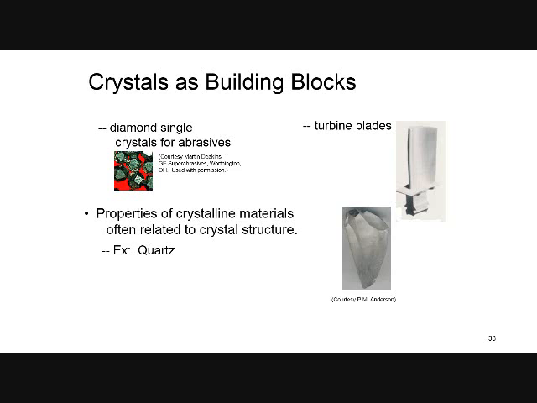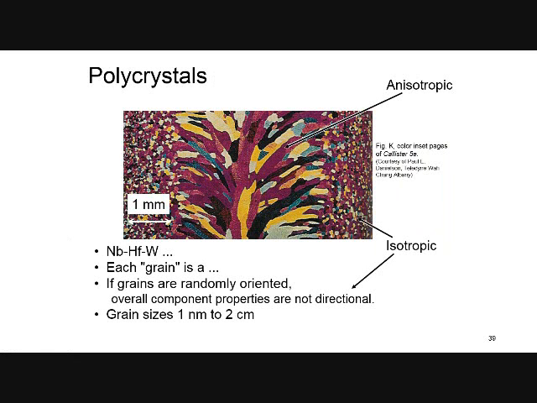Some properties of crystalline materials can be related to crystal structure. An example is quartz, as you can see here. Quartz fractures more easily along some crystal planes than others. So you see this kind of sharp planes after fracture of quartz. Bear in mind that most engineering materials are polycrystals, so they have different crystals.